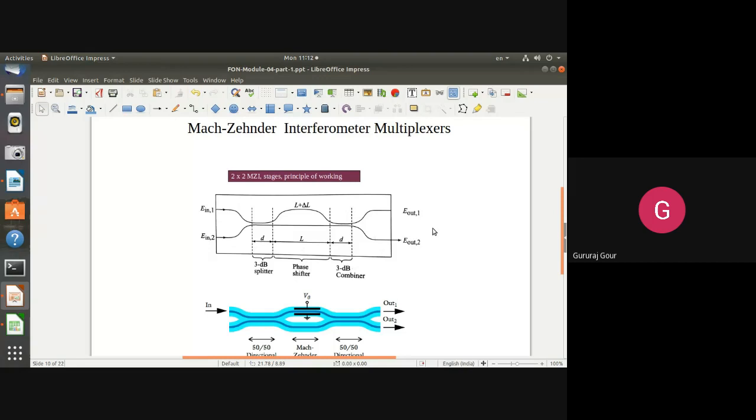No output will be shown in one of the ports, E out one. Only one output you are getting. Actually, it is acting like a multiplexer. Okay. So later, also I have explained what is the principle of working. Principle of working is very simple.